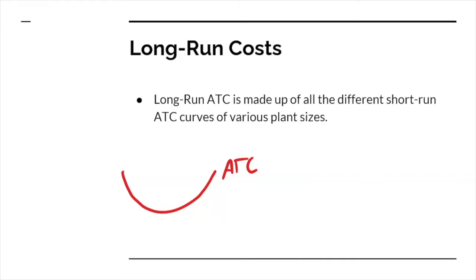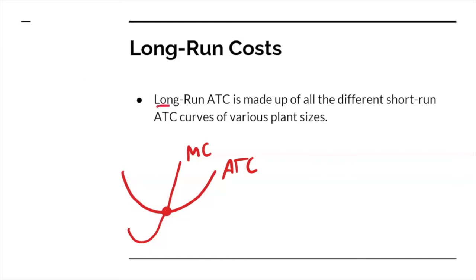With our ATC, the reason it's U-shaped is because of its relationship with the marginal cost. When marginal cost is below the ATC, it's going to pull the average down. And when marginal cost is above the ATC, it's going to pull that average back up. It's the same for short run average total cost, and the same for our average variable cost also. That's why the marginal cost curve always intersects at the minimum point of our ATC.